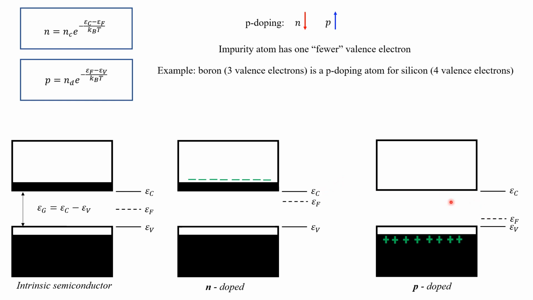Now, since we have two different materials, n-doping and p-doping, and we also have the intrinsic semiconductor, it's convenient to differentiate between the Fermi level of an n-doped semiconductor and the Fermi level of a p-doped semiconductor. And to do that, we're going to use the symbol n to denote the Fermi level of n-doped semiconductors, the symbol p to denote the Fermi level of p-doped, and i to denote the Fermi level of an intrinsic semiconductor.